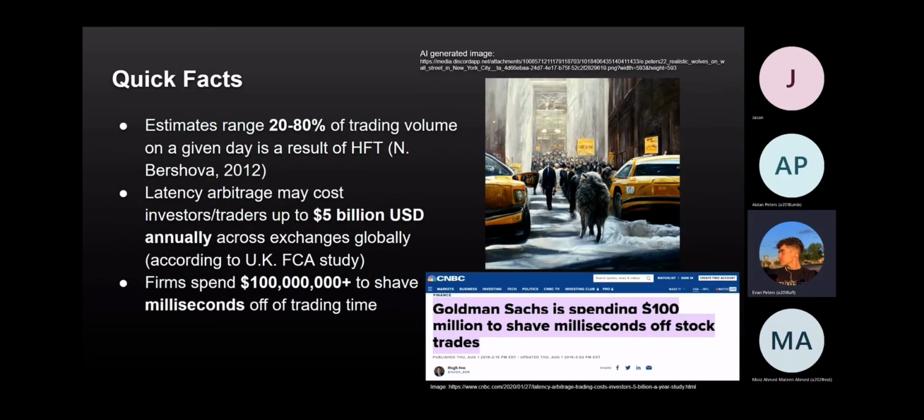Next slide. So just a couple quick facts. Here we can see there are estimates that 20 to 80% of trading volume on a given day is a result of high frequency trading. Latency arbitrage may cost investors and traders up to 5 billion USD annually across exchanges globally. This is according to the UK's FCA. And firms spend in the hundreds of millions to shave milliseconds off of trading time.